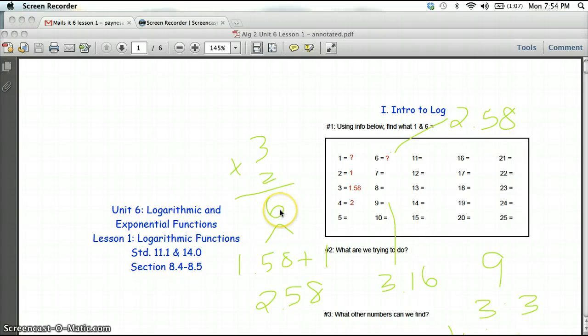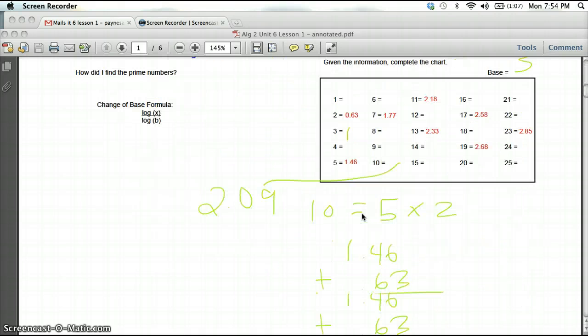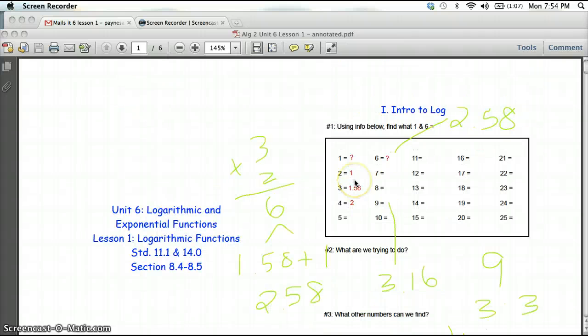Okay, so welcome back. We are on Unit 6, Lesson 1, which is log and exponential functions. Now I'm going to go through the entire bits of notes. You have already seen this in class, but you're going to see them again. So first thing we're going to do is introduce logs. So how do you find logs?